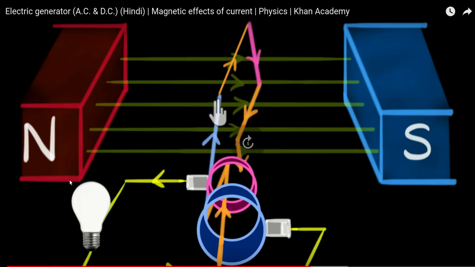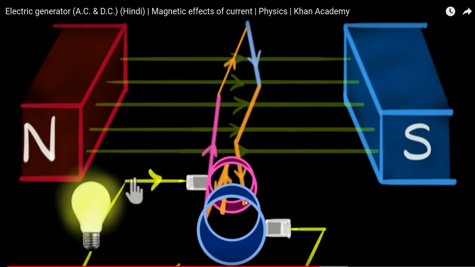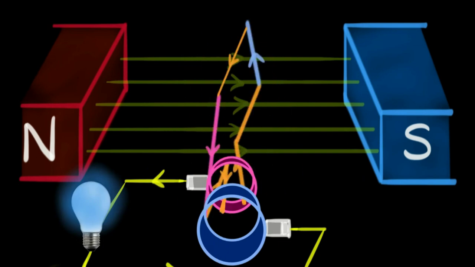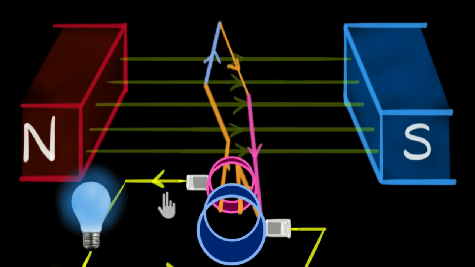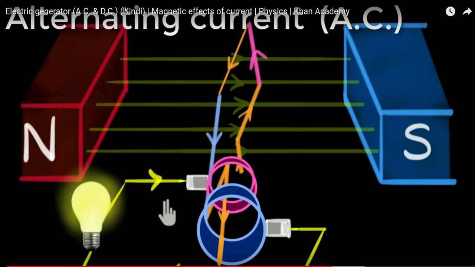Okay, so in this direction, when the current is flowing from the pink ring to the blue ring, the bulb glows blue, and in the other direction, when the current is flowing from the blue ring to the pink ring, the bulb glows yellow. So the current direction is alternating, which is why the current generated via this method is called alternating current. Alternating means it keeps changing between two things, and it is called alternating current or AC.